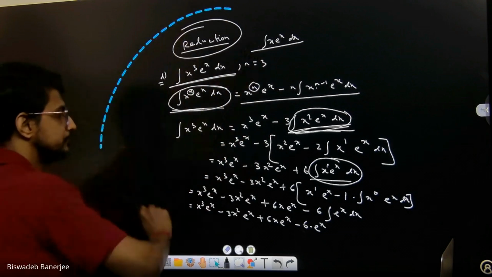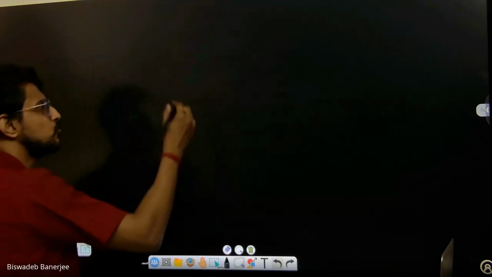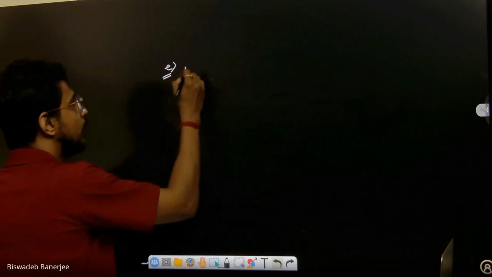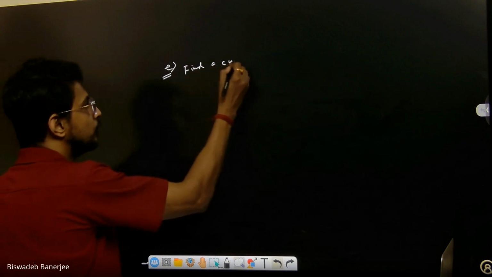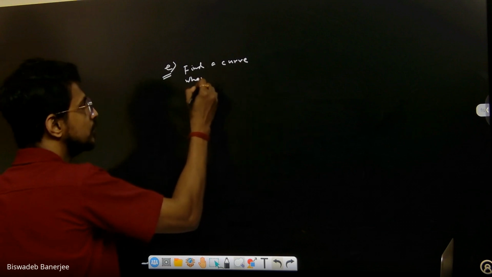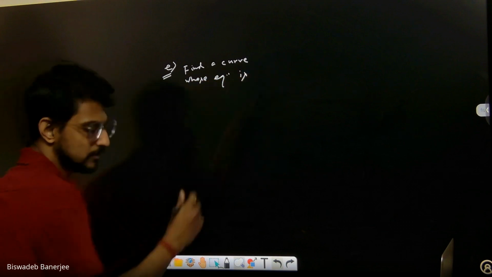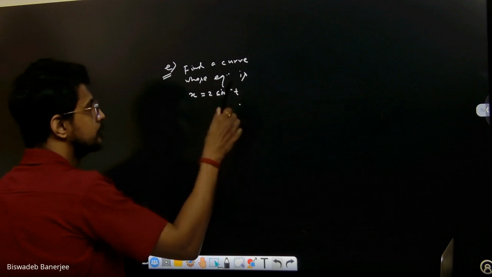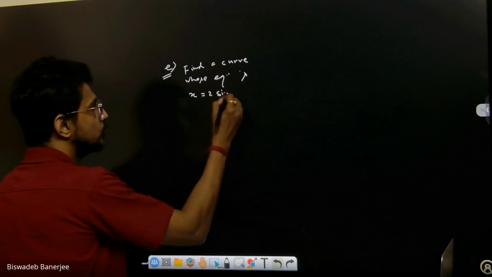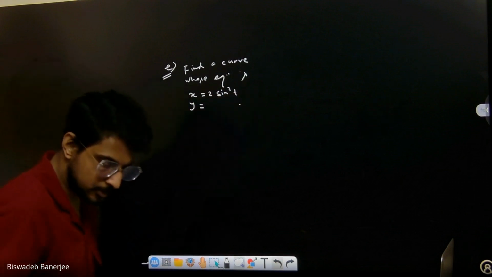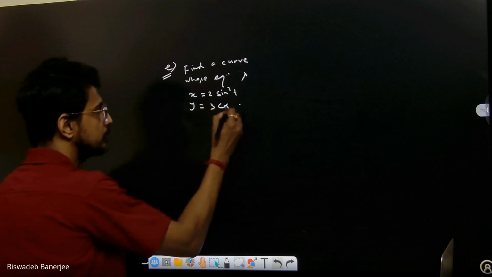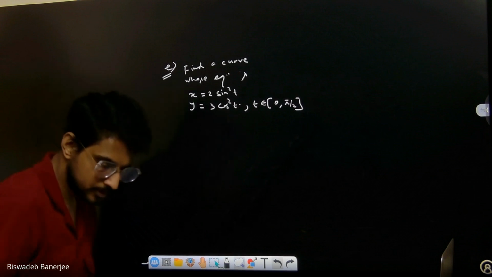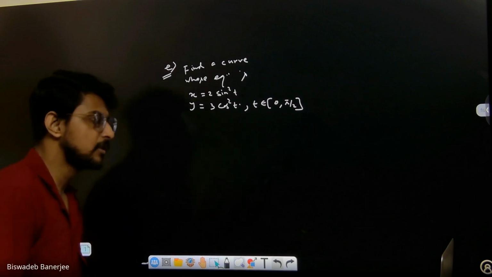Coming to the next question. See that all the questions are very, very easy. The question says you have to find a curve whose equation is x equal to 2 sine squared t, y is equal to 3 cos squared t, where t belongs to the first quadrant, 0 to pi by 2, right? And t is a parameter.